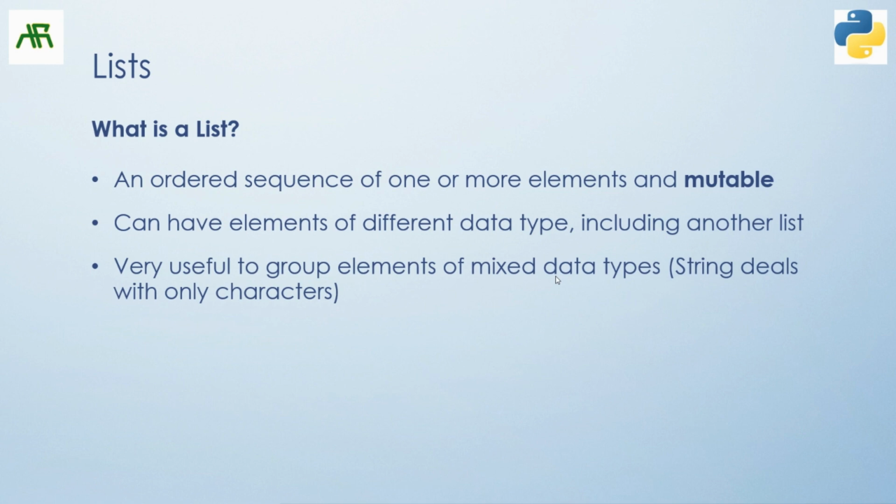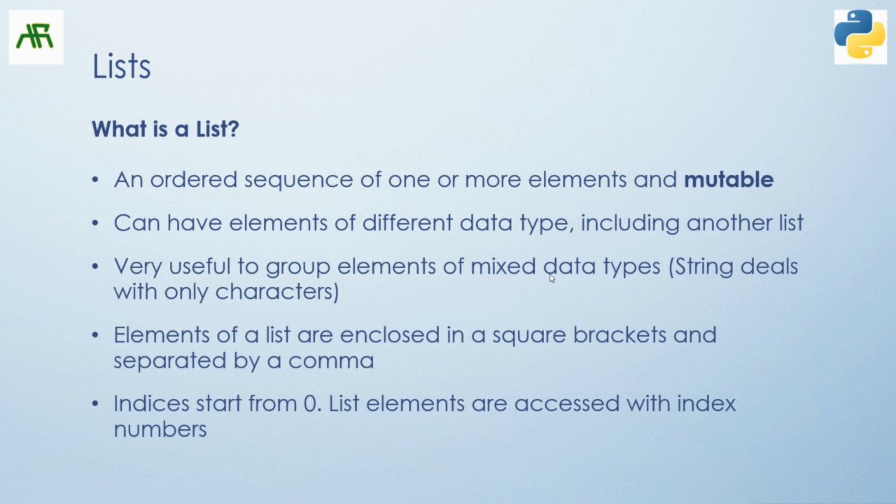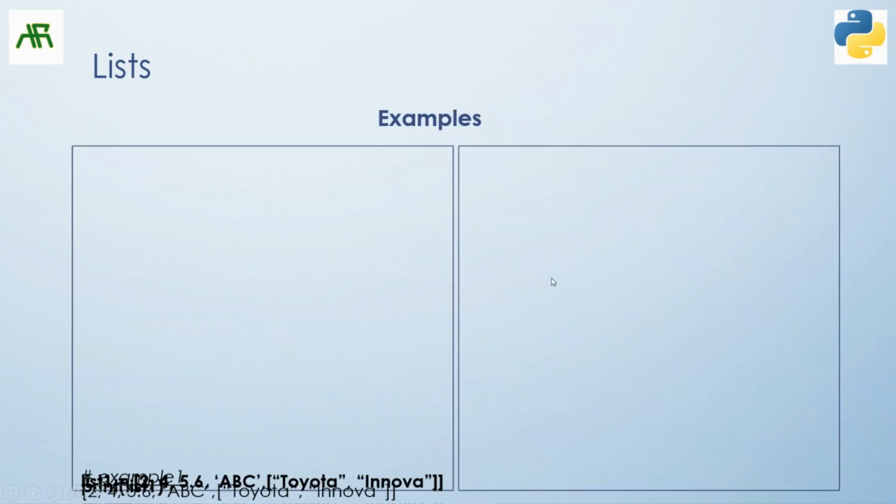As I mentioned earlier, strings deal with only characters. Elements of a list are enclosed in square brackets and separated by a comma. Between strings, lists, tuples, and dictionaries, the usage or representation varies. We'll have to keep that in mind. In the case of lists, it's square brackets and the elements are separated by a comma. And the indices start from 0. Just like in strings, list elements can be accessed with indices, and the index numbers are as we used in strings. Let's see some simple examples of lists.